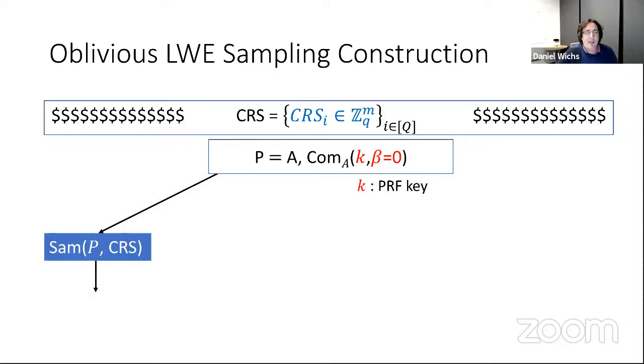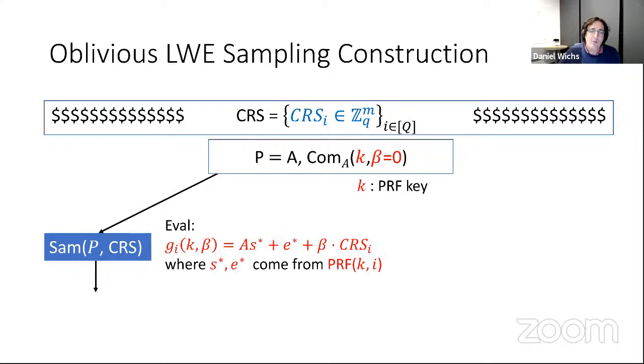Now, given the CRS and the preprocessed matrix, I want to generate many LWE samples. Here's how we're going to do it. We're going to homomorphically compute the following functions over the committed values K and beta. This is a function that takes K and beta as input. It uses the PRF key K and the index i, to generate the i-th sample. You evaluate the function G_i, and it uses the PRF on K and i to sample some LWE secrets s* and e*, and it outputs an LWE sample As* + e* plus this flag beta times the i-th component of the CRS. But remember that beta is 0, so it's just going to output As* + e*.